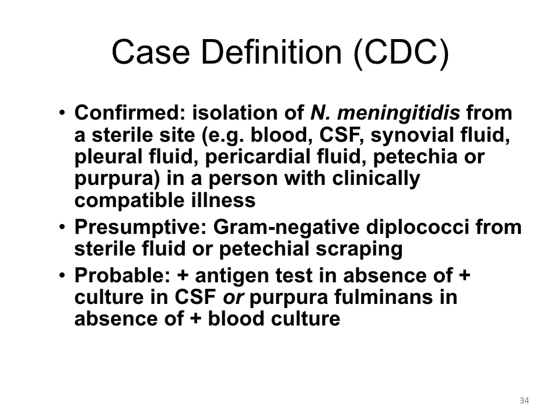The diagnosis is confirmed by isolating the organism from a sterile site in a person with clinically compatible illness, but you can make a presumptive diagnosis by doing a gram stain from a sterile fluid, or you can even do petechial scrapings and get the organism on gram stain. A probable diagnosis is made when you have a positive antigen test, such as latex particle agglutination of the CSF, in the absence of a positive culture, or when you have a case of purpura fulminans in the absence of a positive blood culture.